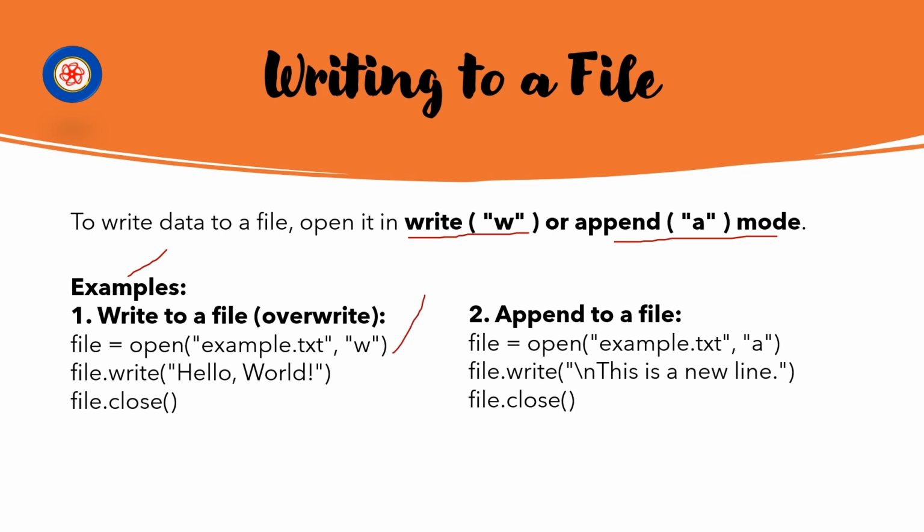In the first line, we are using the open function, which takes two main arguments, file name and mode. In this case, writing mode, that is W. In the next line, we are using the file.write method, which is used to write a string to the file. In this case, hello world is the string that will be written in the file. In the last line, we are closing the file using the file.close method, which ensures that all data is properly saved and frees up the system resources.